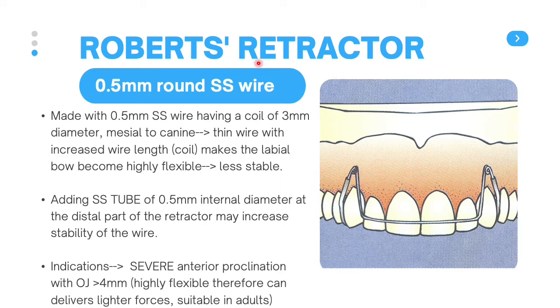So the keyword for Robert's retractor is that adding a coil will increase the wire length, therefore making it highly flexible. So when it is highly flexible, it will deliver lighter force and it can be used in severe anterior proclination with overjet of more than 4 mm.